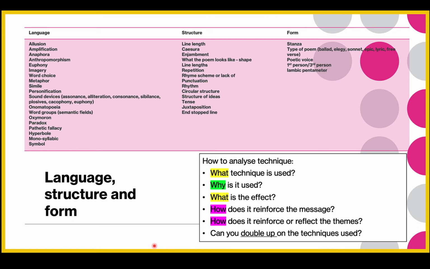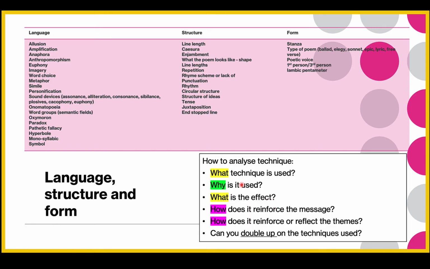Here is just an overview of some of the different techniques and methods that you could comment on. You may want to pause the video here just to have a quick look. I've got a range of language, structure and form. And when you're thinking about any of these, you're always asking yourself: what is it that I see? Why has it been used? What is the effect? How does this particular device or method reinforce the message? How does it reinforce the themes? And if you can, always try and double up.